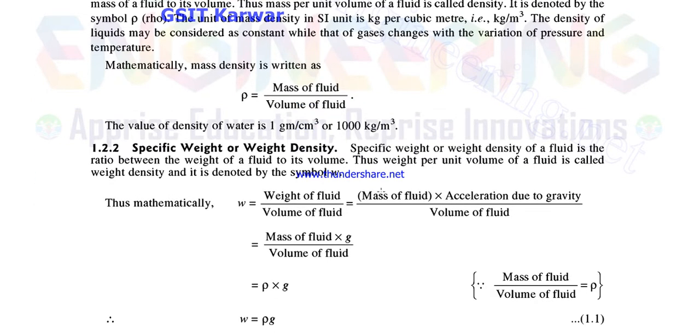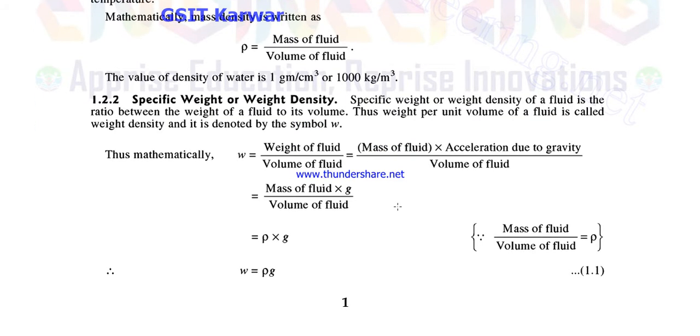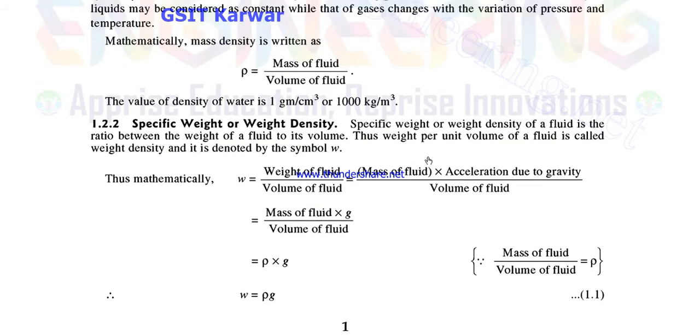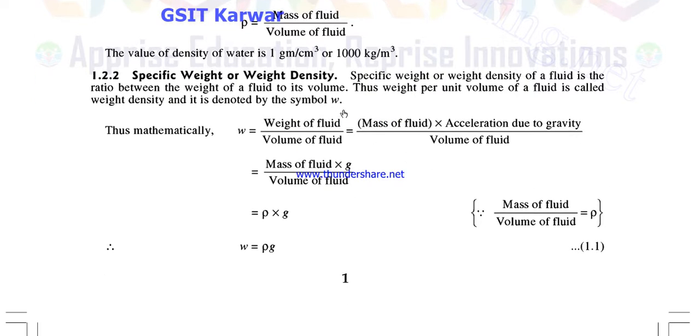Next property is specific weight or weight density. What is specific weight or weight density? Specific weight or weight density of a fluid is the ratio between the weight of a fluid to its volume. Thus, weight per unit volume of a fluid is called weight density, and it is denoted by the symbol small letter w.